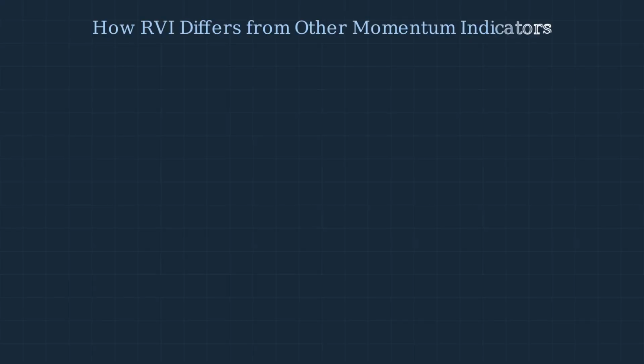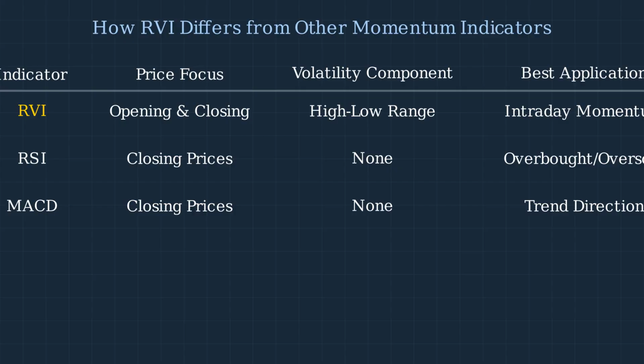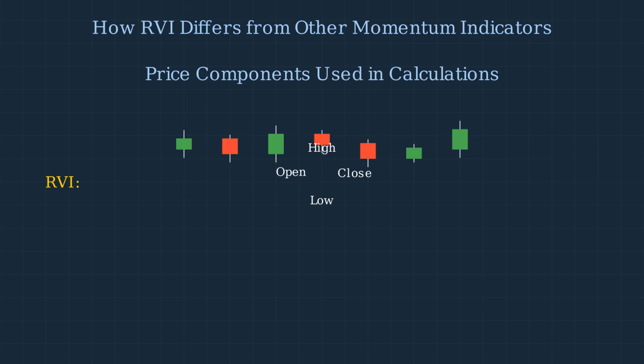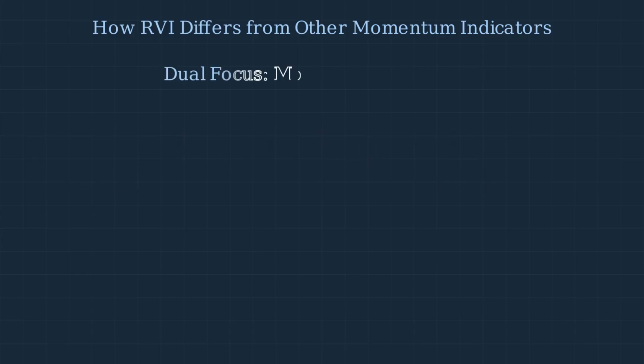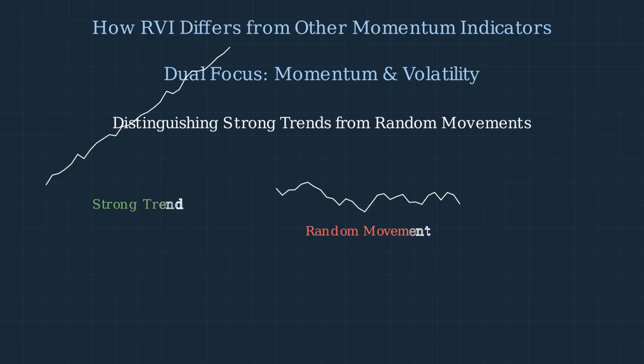RVI differs from other momentum indicators in several key aspects. Unlike RSI or MACD, which focus primarily on closing prices, the Relative Vigor Index examines both opening and closing prices. The RVI takes a more comprehensive approach by examining not just the closing prices, but the relationship between opening and closing prices. In contrast, RSI and MACD rely solely on closing prices for their calculations, missing potentially valuable information from other price points. The RVI incorporates the high-low range in its calculation, providing insight into volatility alongside momentum.